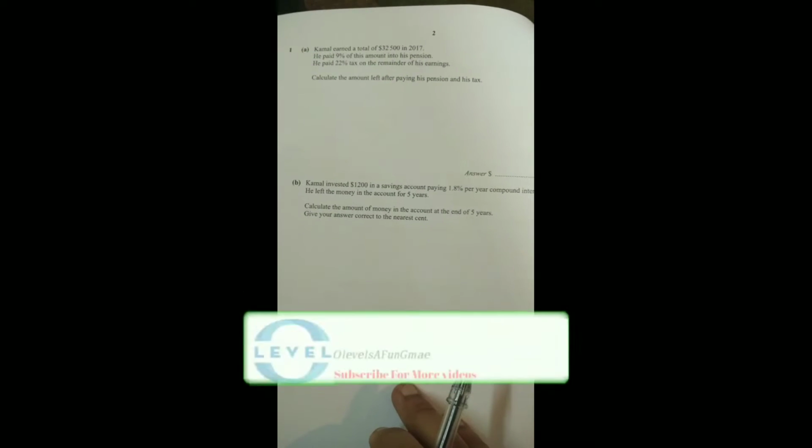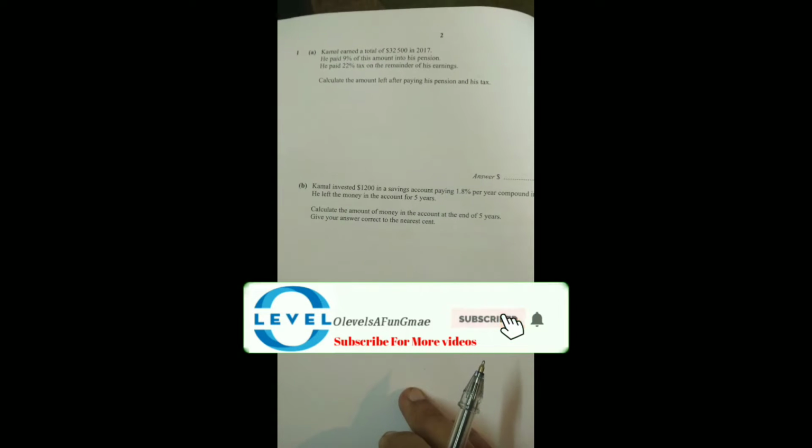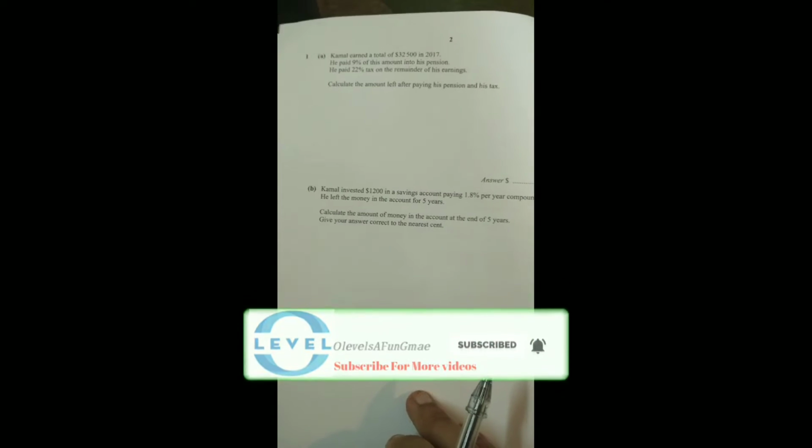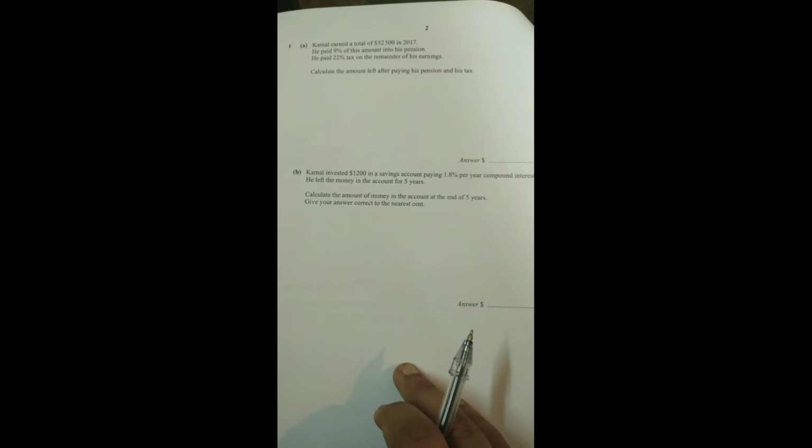So let's get started. Starting from question number 1, it says Kamal earned a total of 32,500 in 2017. He paid 9% of this amount into his pension, and 22% tax on the remainder of his earnings. Calculate the amount left after paying his pension and the tax.